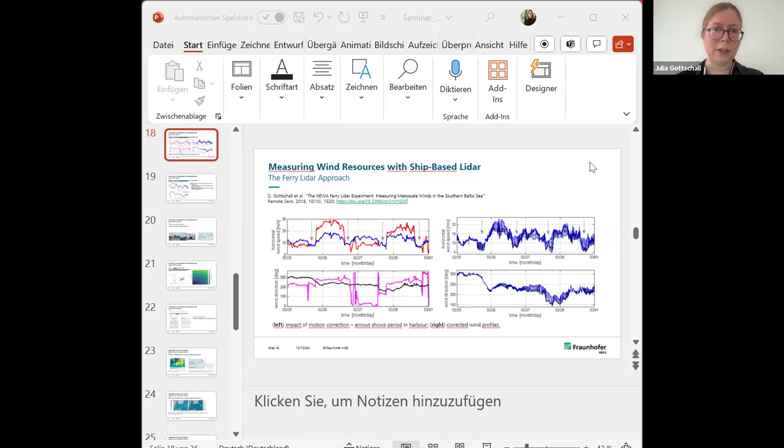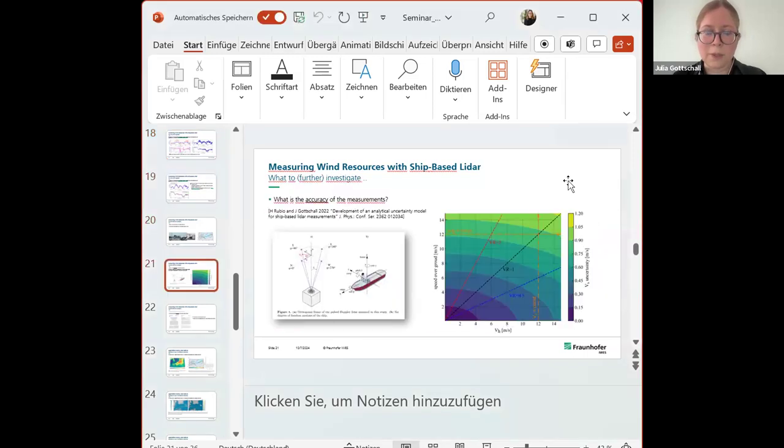It's the same here. So we have basically three different effects. One is the heading of the ship, which gives you a wrong wind direction. Normally the ships don't rotate very fast, so it's basically an offset you have to know, and which can be measured quite easily with a satellite compass.